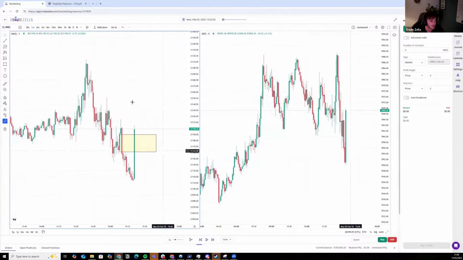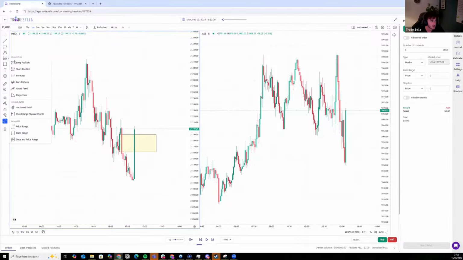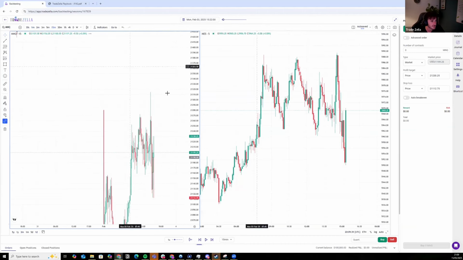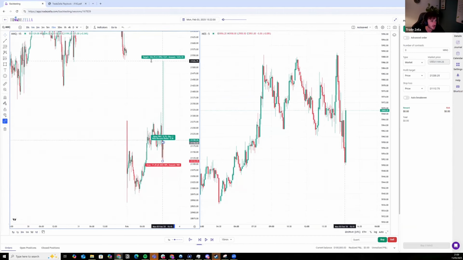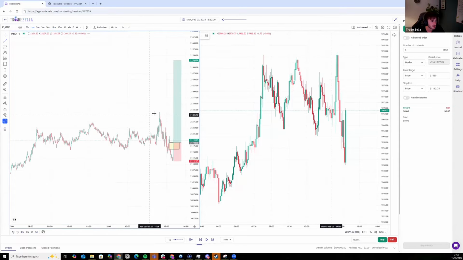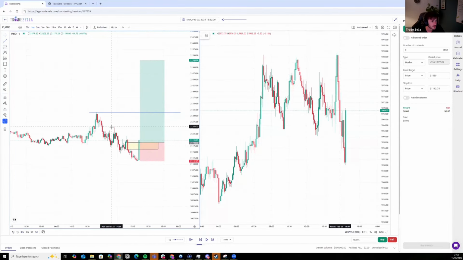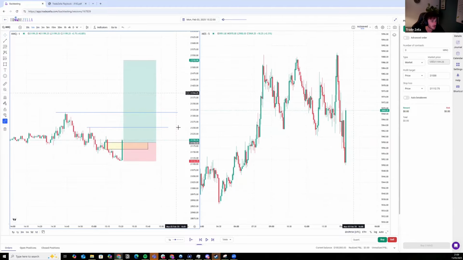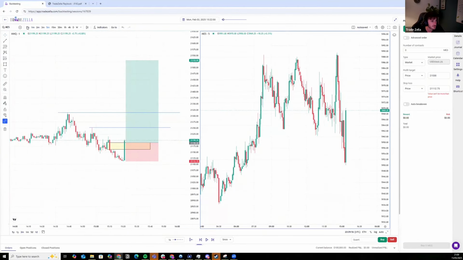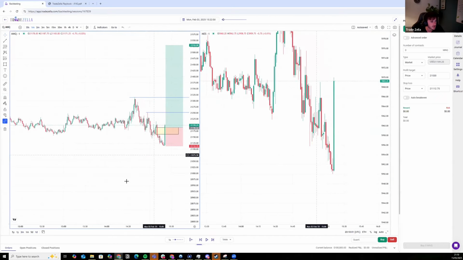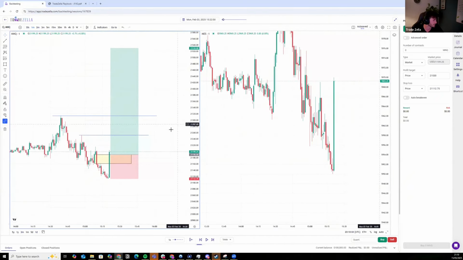Now, yes, I would like to see a slightly better entry because we're going to have quite a wide stop on this, and our target's going to have to be pretty big. We're going to have to target all the way at the gap fill. Partials being this high and break even potentially being this high. But yeah, this is still valid, I would say. Yeah, this looks okay. We can take this.